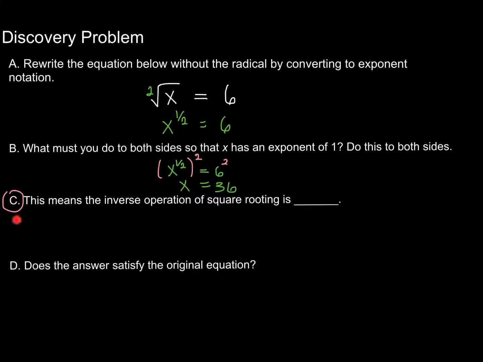Alright, so what does this mean the inverse operation of square rooting is? Well, notice that we were square rooting x, and then to undo that operation, in other words, for us to be left with x, we had to square both sides. And you can see that very clearly. Squaring undoes the raising of x to the 1/2 power because we multiply the two exponents there, and so we're left with an exponent of 1. So this means the inverse operation of square rooting is squaring.